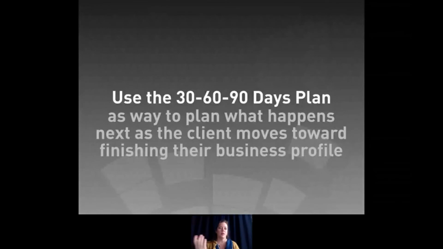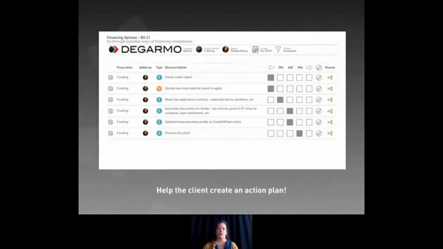And some of the things we want to talk about here would be checking your credit report. So what would be some things that they could do to check their credit report? How much debt should they apply for? What are they going to be looking at? Have they read the loan application carefully, especially terms and penalties and things like that? Have they assembled all the documents for their lender? Tax returns, proof of intellectual property, titles for collateral, bank statements, things like that. Have they updated and, of course, reviewed their business profile on GrowthWheel Online? And have they practiced the pitch?